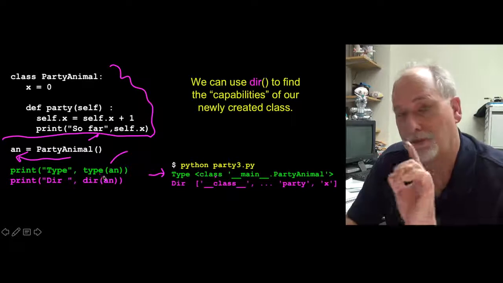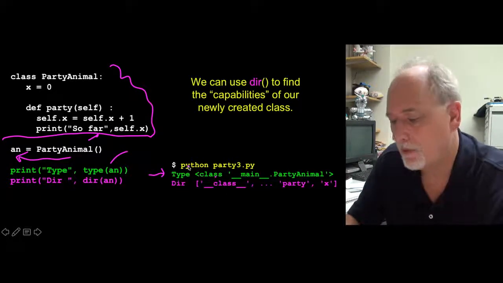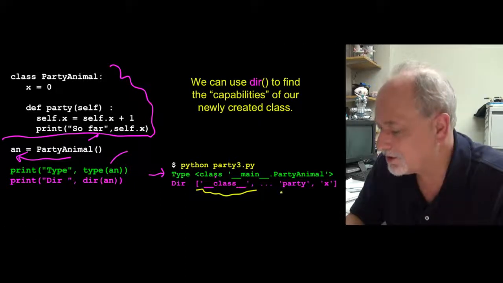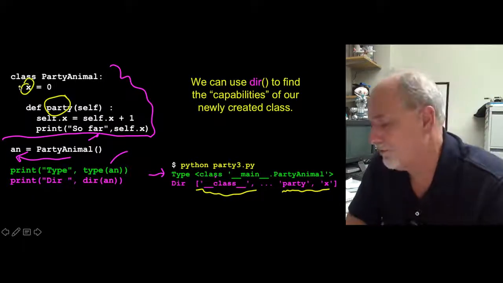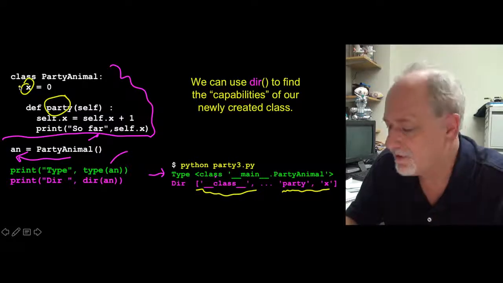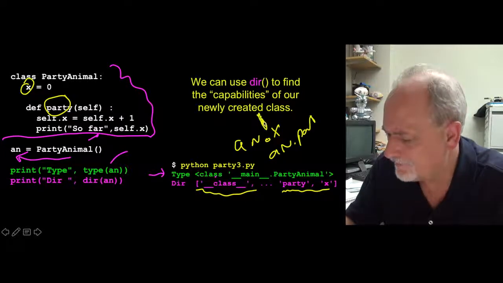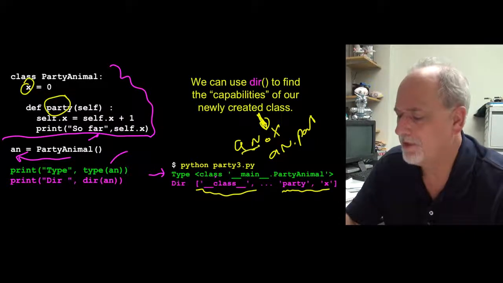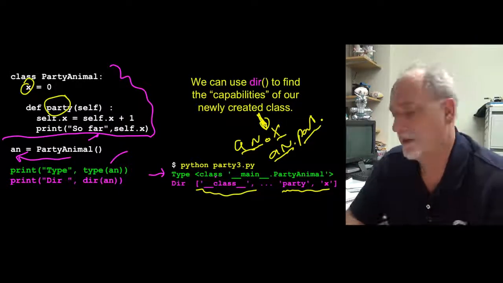And then we use the dir. Remember, dir looks for capabilities. And again, you will see a whole bunch of underscore things. They have meaning. You can look them up. But eventually, you'll see the two things that you've put in it. One is the method party, and the other is the attribute or field x. And these are the things that you can say an.x or an.party, because this dot is the object lookup operator that says look up in the object an the thing x, or look up in the object an the thing party. Okay?